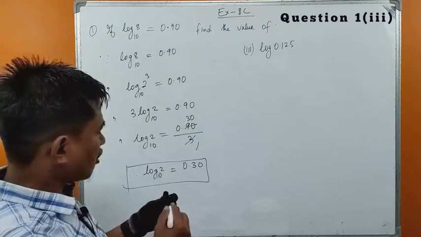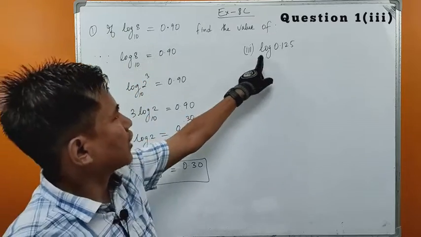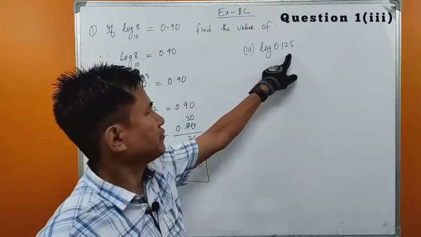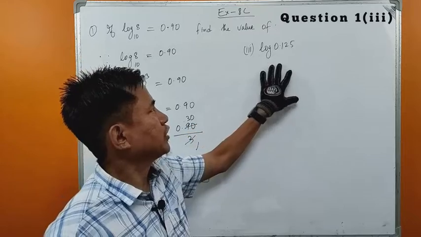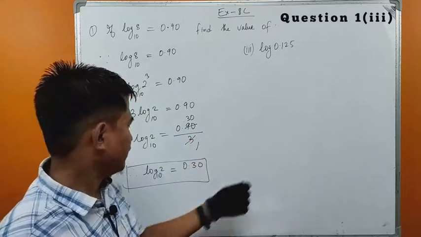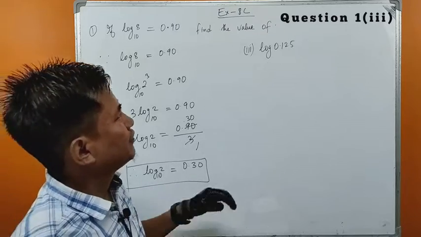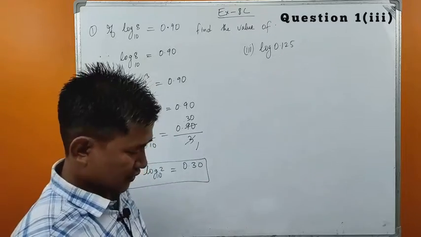The condition is, if log 8 to the base 10 is 0.90, then we are asked to find the value of log 0.125. What we do is, we first convert this into log 2 form, and then we will put the value of log 2, which we have already found, 0.30, and then we can find the value of this number, isn't it? So let's begin.